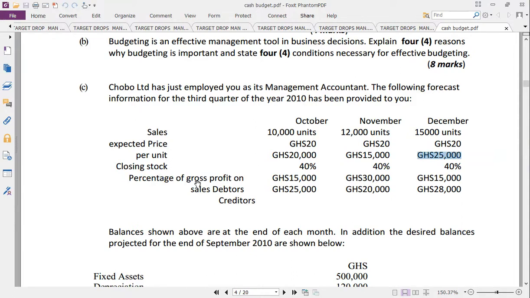Now, percentage of gross profit on sales is 40%, 40%, that's the margin. Debtors will be 15,000, 30,000, 15,000. Then creditors will be 25,000, 20,000, and 28,000. So that is it.